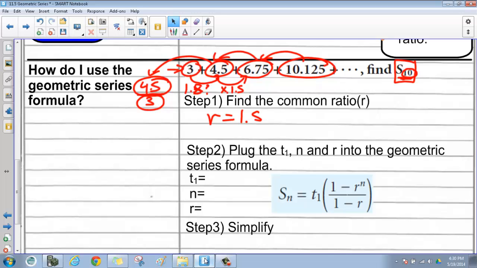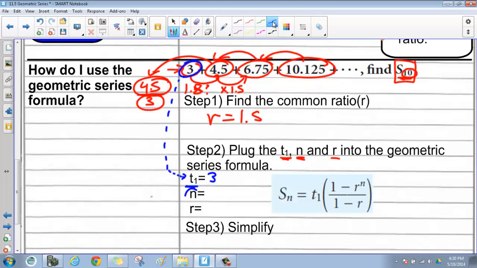Okay. Step 2: plug in the t sub 1, otherwise known as the first term, the n, the number of terms you have, and the r into the geometric series formula that I showed you before. So we have to figure out what these three things are. Let's hunt them down. Okay, t sub 1. Let's find that. That's the first term. Oh, here it is. I found it. There you go, and we put the 3 right there. So we found our first term in the series.